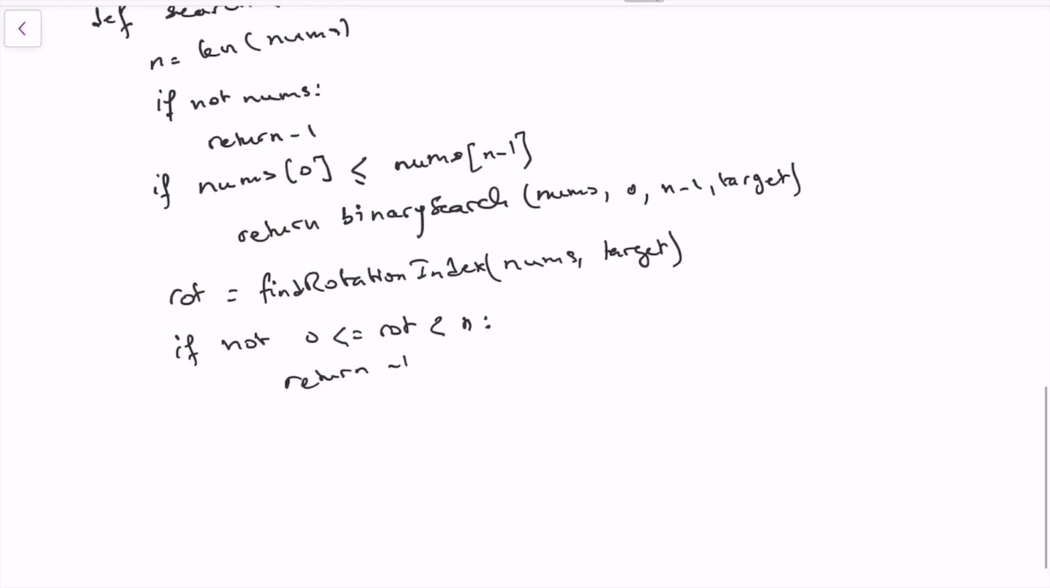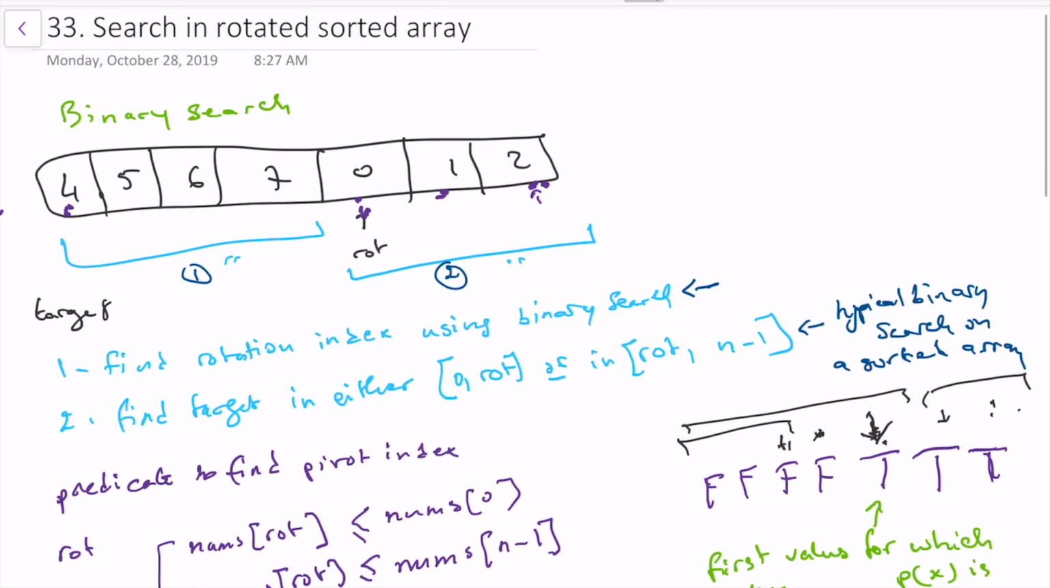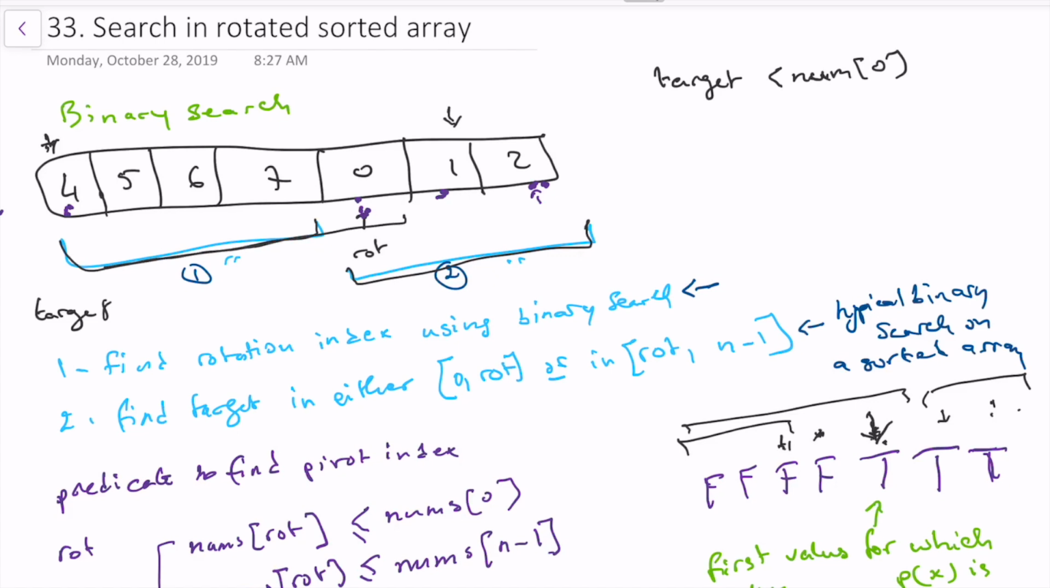Otherwise, we need to check whether we should look to the left or look to the right. How can we check? If the target value is smaller than the first element, right? So let's say we are looking for 1, so it's smaller than 4. That means we should look in this portion, right? Because if it was bigger, we should look at this portion. But if smaller, we should look at this portion here, right?